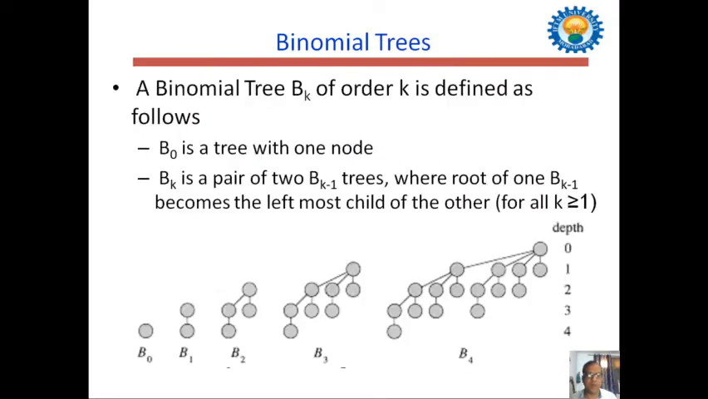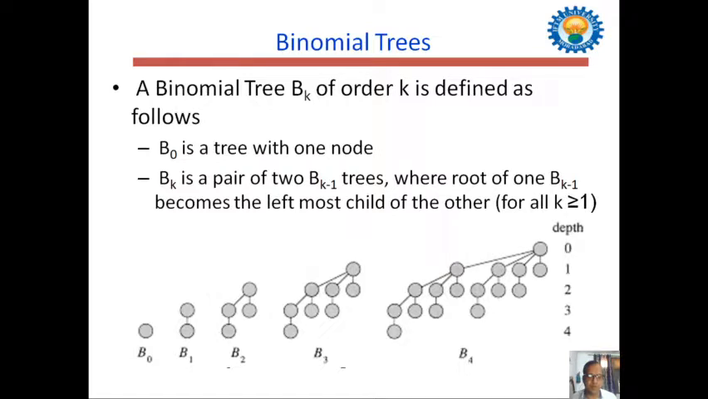several binomial trees. Now what is a binomial tree? A binomial tree Bk of order k is defined as follows. Here k is the order of the binomial tree. B0 is a tree with one node. Bk is a pair of two Bk minus 1 trees, where the root of one Bk minus 1 becomes the leftmost child of the other, for all k greater than or equal to 0.